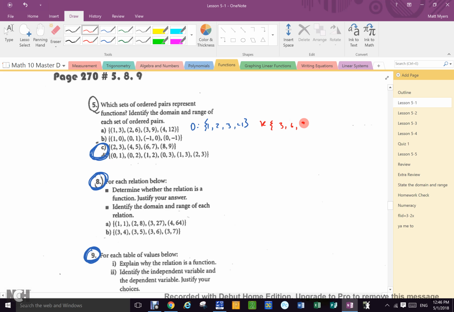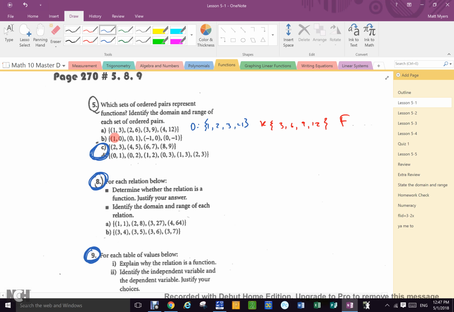3, 6, 9, 12. Oops, that should have been a squiggly bracket. Everybody good? Is it a function? Yes. Because every time I choose an x, I get a new y. Everybody with me? Look at the second one.